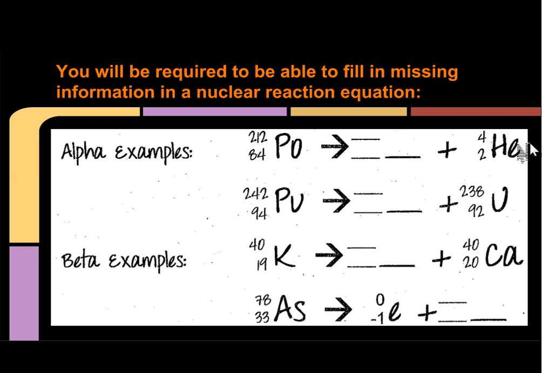So the total mass number on the left side of the arrow is going to equal the total mass number on the right side of the arrow. And the total atomic number on the left side of the arrow is going to equal the total atomic number on the right side of the arrow.